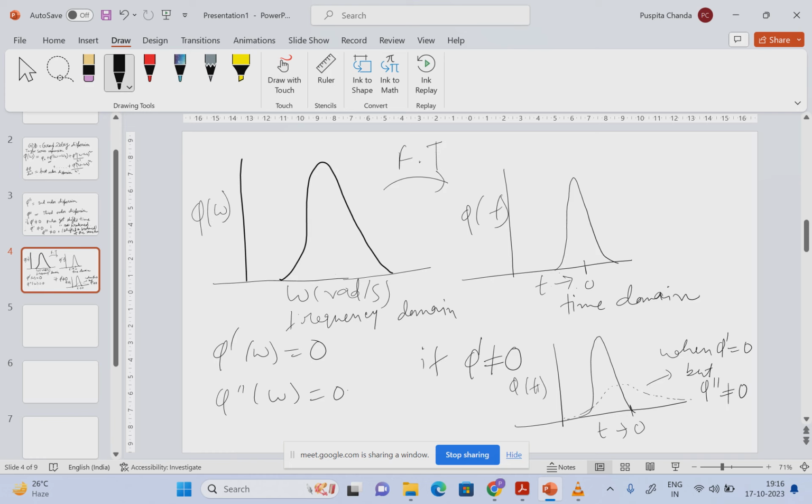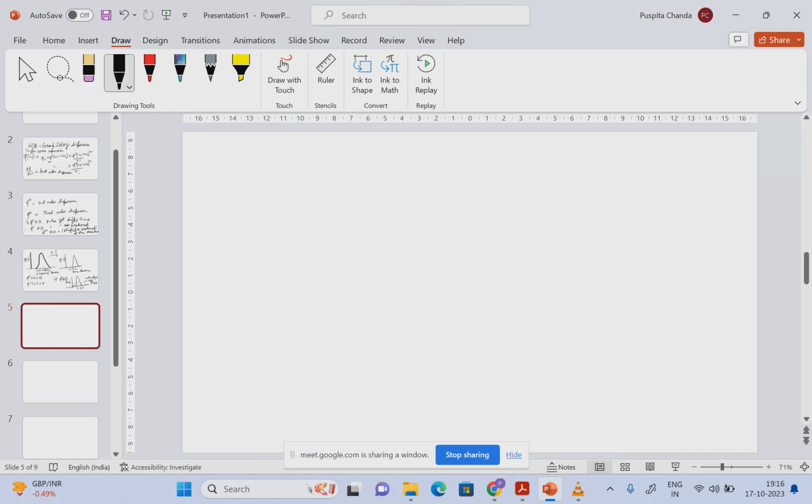But phi double dash is a derivative of phi dash. When phi dash becomes 0, phi double dash will always become 0. So that is not true. If a second order dispersion is there, there is always a first order dispersion with that. Okay. The peak will shift.